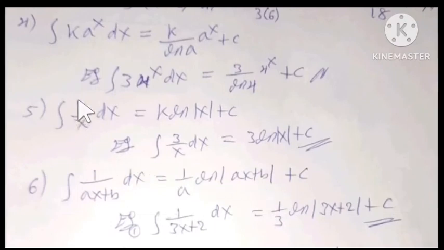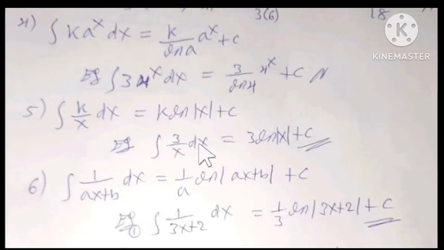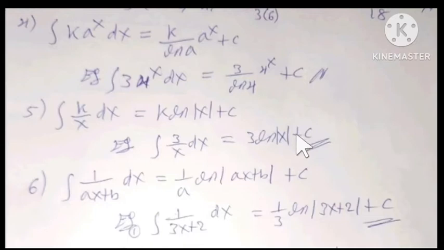Number 5: the integral of k over x dx means simply write k times ln of x plus c. For example, the integral of 3 over x dx means simply write 3 times ln of the denominator x, in absolute value, keep in mind, in absolute x, plus c.